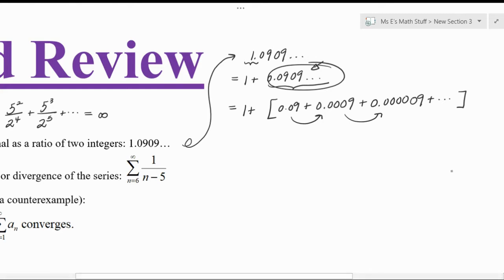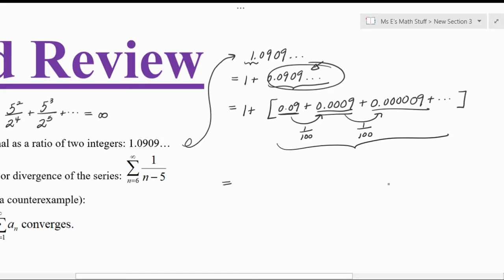So what would you multiply 0.09 by to get 0.0009? I hope it makes sense. You're multiplying by 1/100th. And then the same thing when you jump from 0.0009 to 0.000009, you're multiplying by 1/100th again. And so this part in the parentheses, my friends, is geometric. It's an infinite geometric, and its common ratio is 1/100th, and so it will converge. It will add up to something finite.